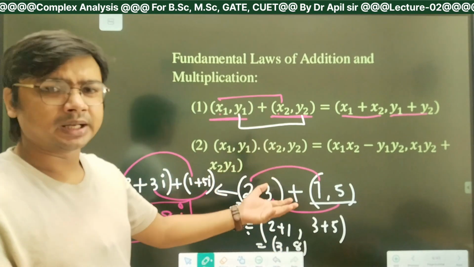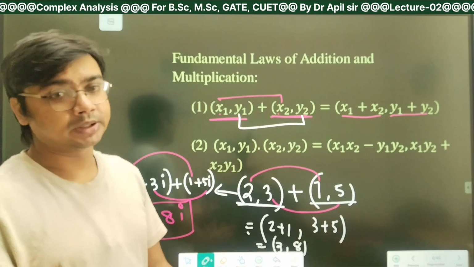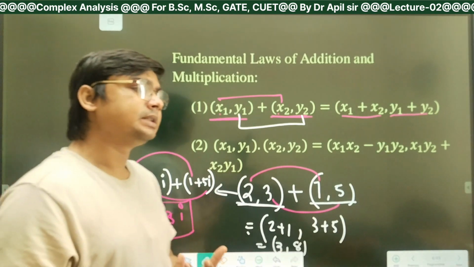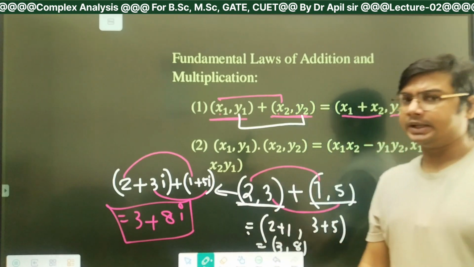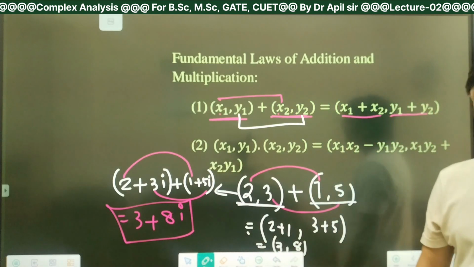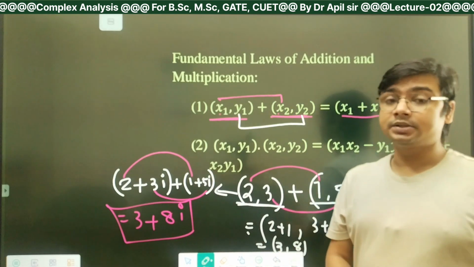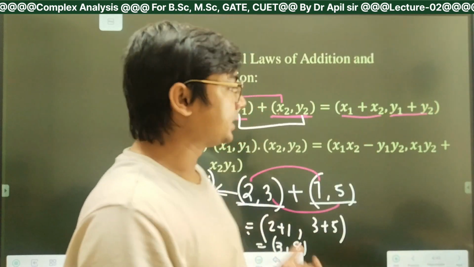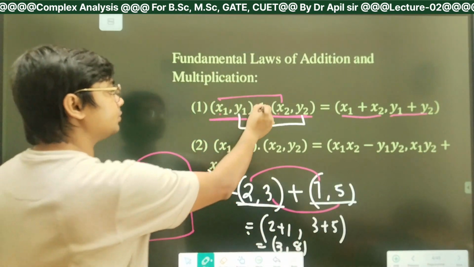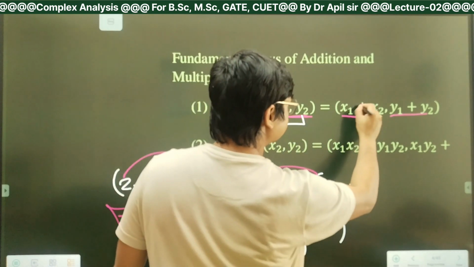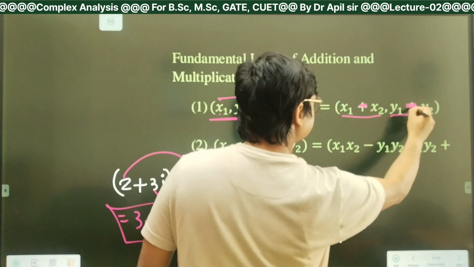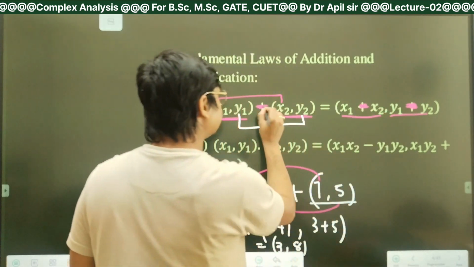So for 3, 4, 5, any number of complex numbers, we can easily find the sum. And similarly, in the case of difference also we can find it the same way. If we need the difference, then here we just need to put the difference.